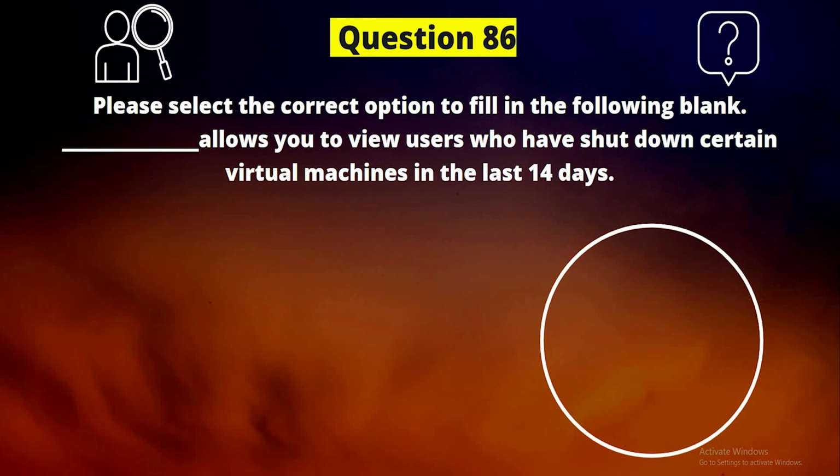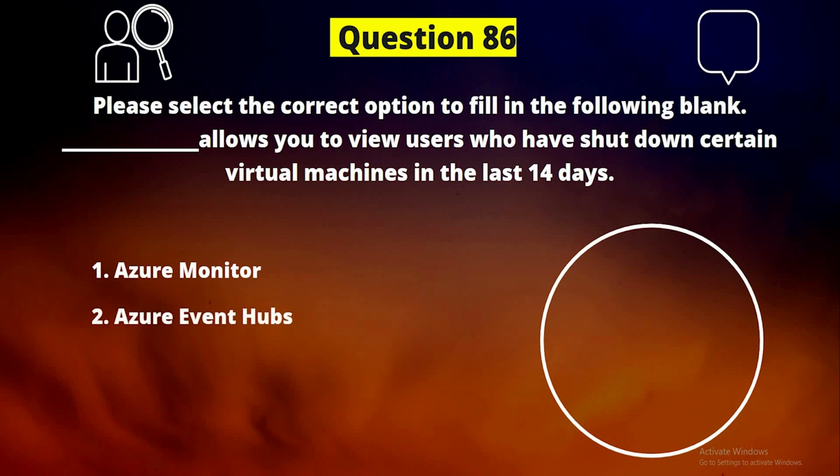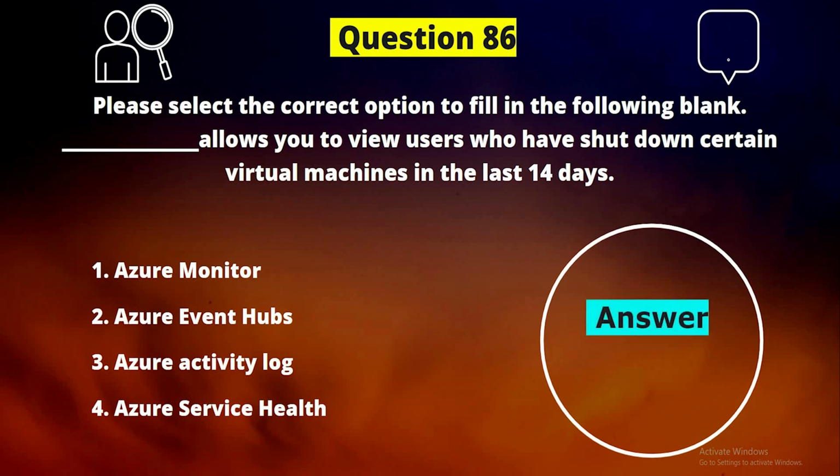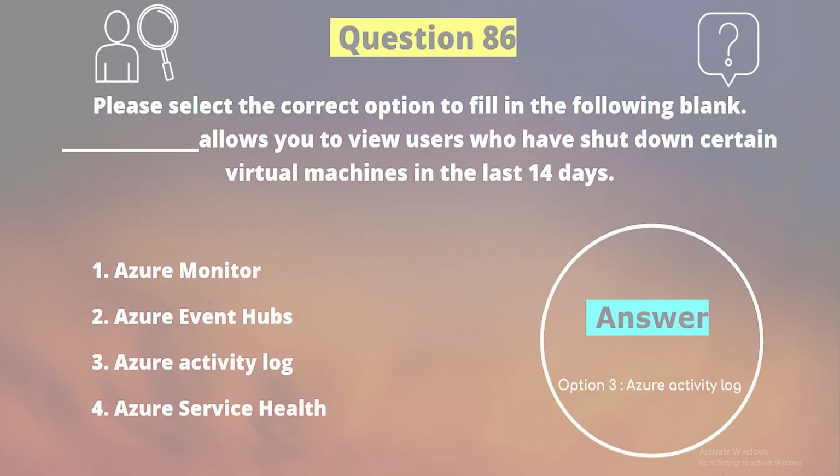Question 86. Please select the correct option to fill in the following blank. Dash allows you to view users who have shut down certain virtual machines in the last 14 days. And the options are: Option 1, Azure Monitor. Option 2, Azure Event Hubs. Option 3, Azure Activity Log. Option 4, Azure Service Health. And the correct answer is option 3, Azure Activity Log.